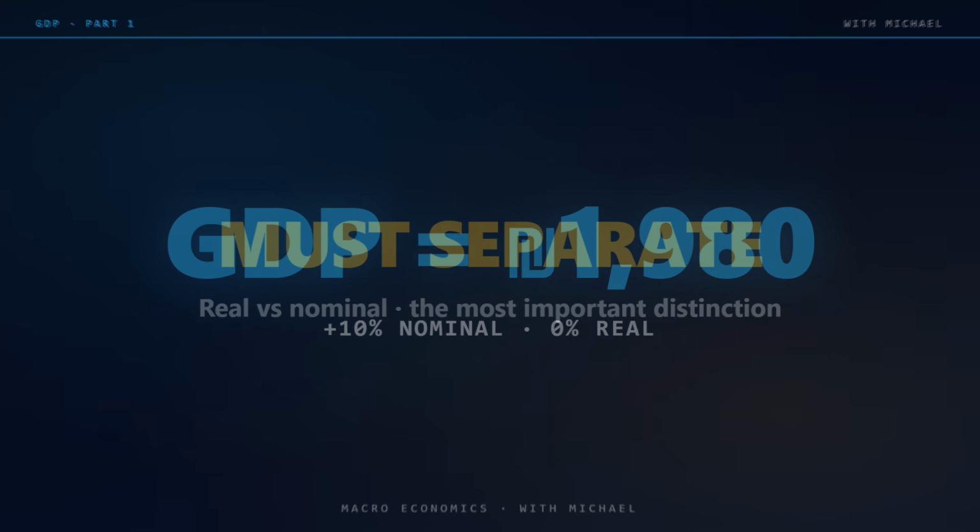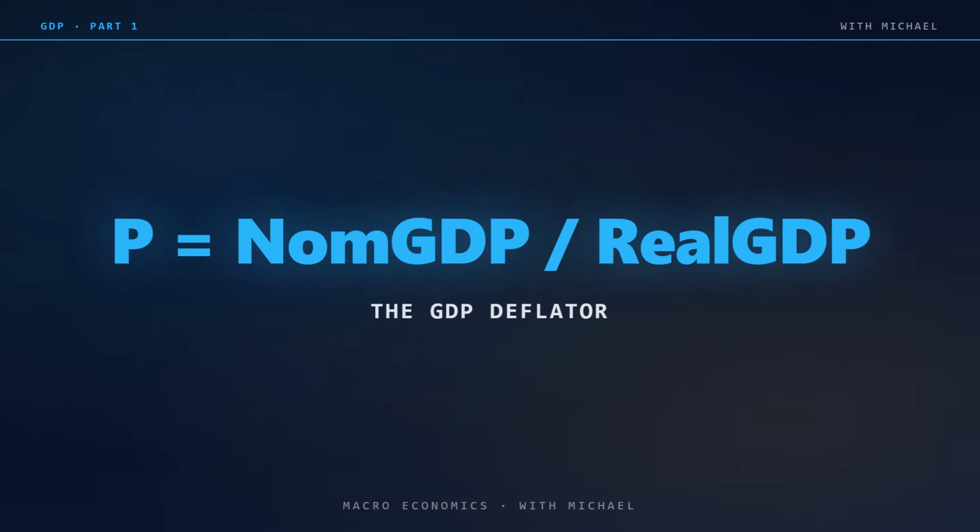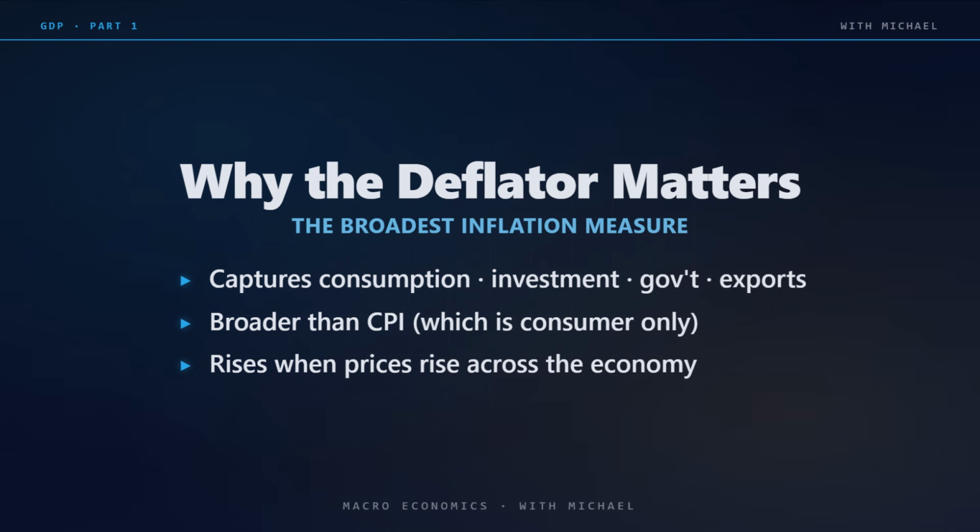Section 5. Real versus nominal, the deflator and growth rate. Let us push this further. The ratio of nominal GDP to real GDP is called the GDP deflator. This ratio captures the average rise in prices across all the goods that are included in GDP. The GDP deflator is the broadest measure of inflation in the economy, broader than the Consumer Price Index, which tracks only consumer goods. The deflator captures everything: consumer goods, investment goods, government services, exports. When the deflator rises, the economy as a whole is experiencing inflation.